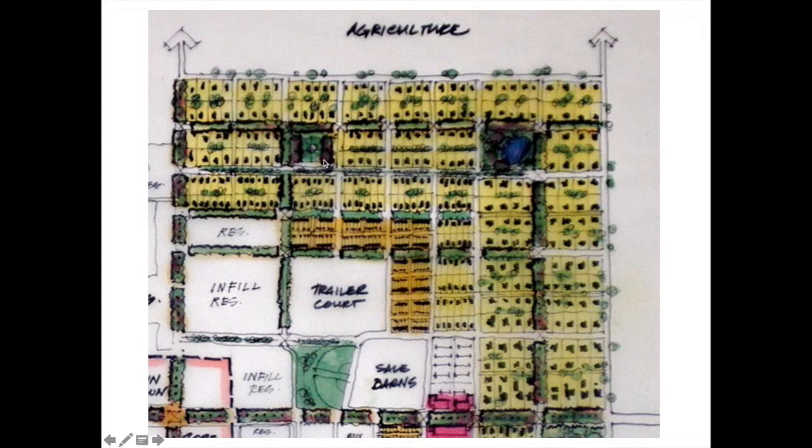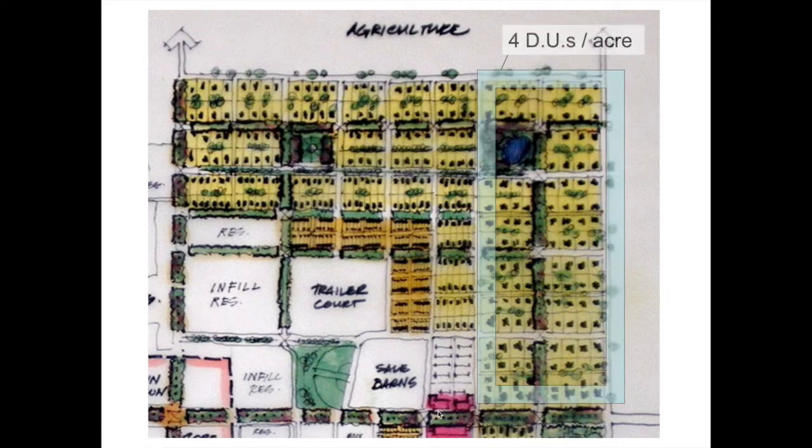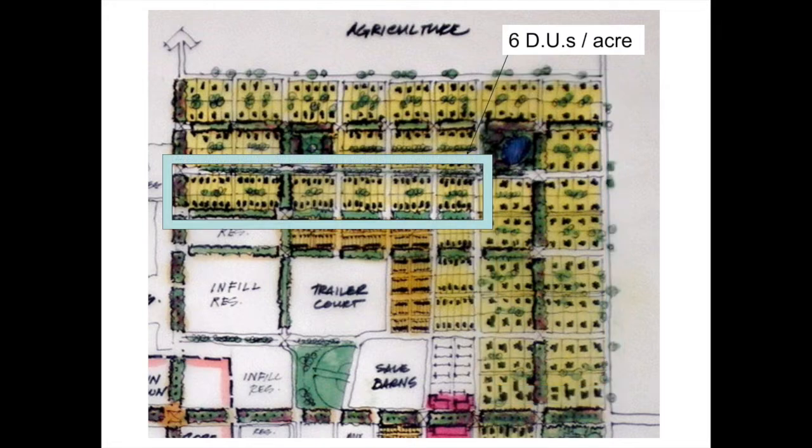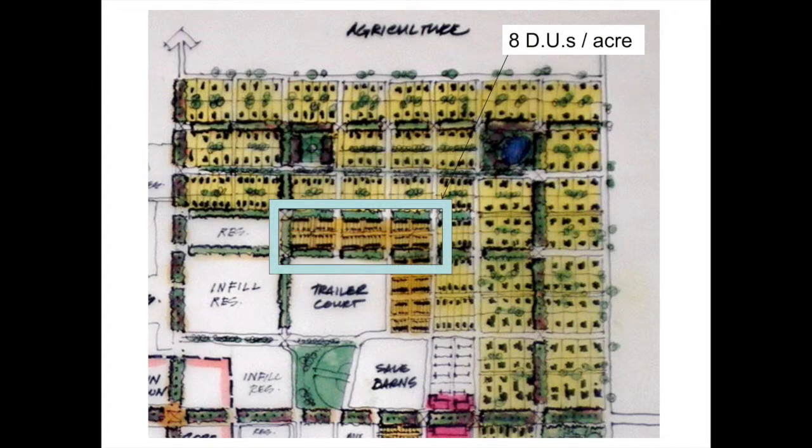We've got neighborhood parks, we've got tree-lined streets, we've got a commercial node here in the middle, and we have an extension of their schools. Because if we were to anticipate 1,000 new residents, you can support an elementary school with that. So we've got 4 density units per acre, 6, so smaller lots, and then even attached housing at 8.